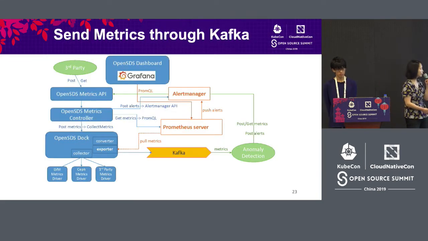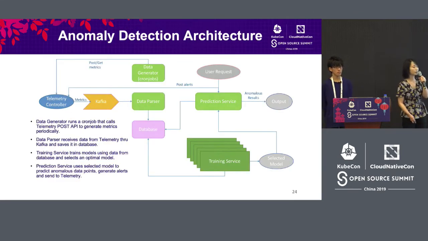So we have an adapter that will also send data through Kafka, which will be received by the anomaly detection. So this shows the architecture diagram of anomaly detection. The metrics collected will go through Kafka, sent to the data parser component. Data parser will parse data and save the data in the database.